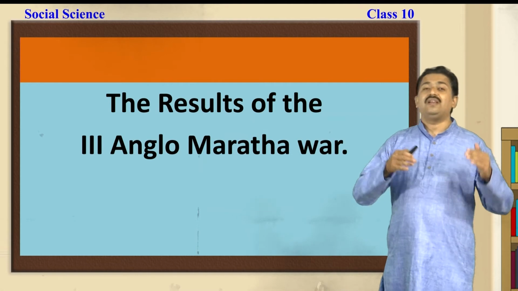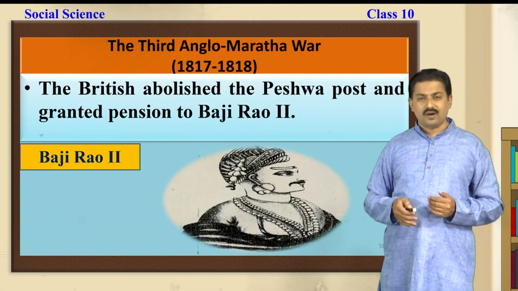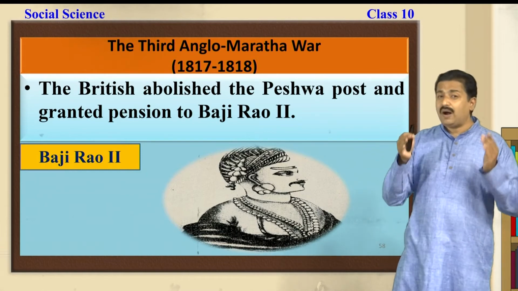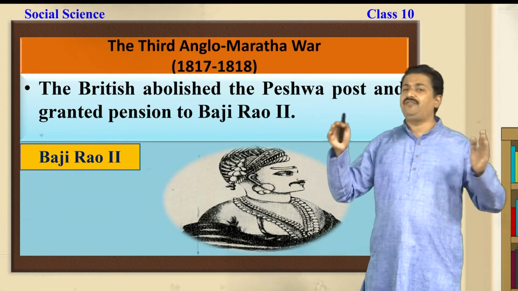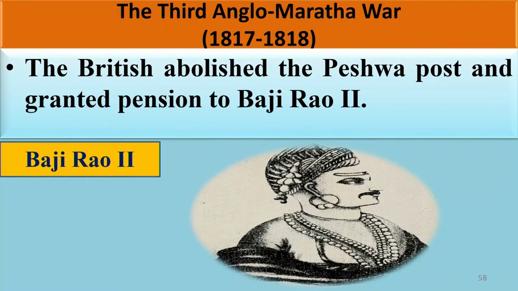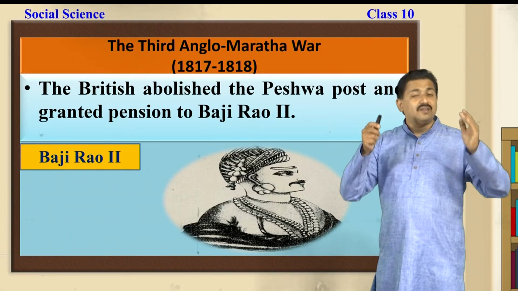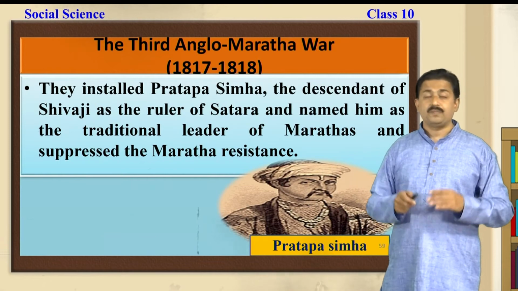Dear students, let us discuss the results of the Third Anglo-Maratha War. First of all, Baji Rao II was completely defeated and his Peshwahood was taken away. The British abolished the Peshwa post and granted Baji Rao II an annual pension. This is one of the results of the Third Anglo-Maratha War.